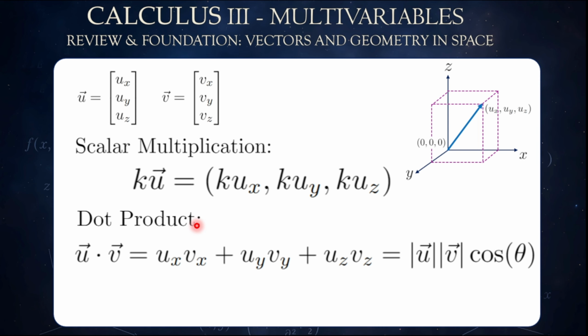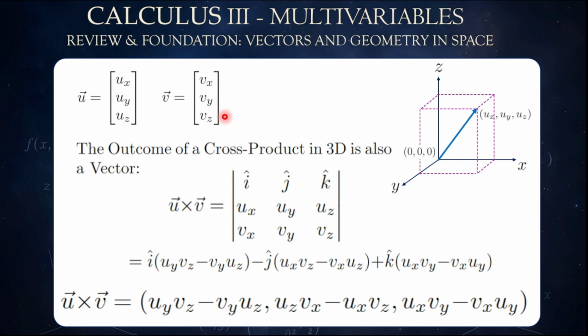Dot product: u dot v is equal to ux vx plus uy vy plus uz vz, which is equal to the size of u times the size of v times cosine theta. So cosine theta is equal to u dot v divided by the size of u times the size of v. We can get the angle of this vector.